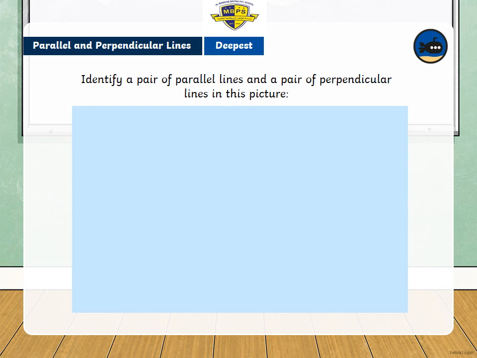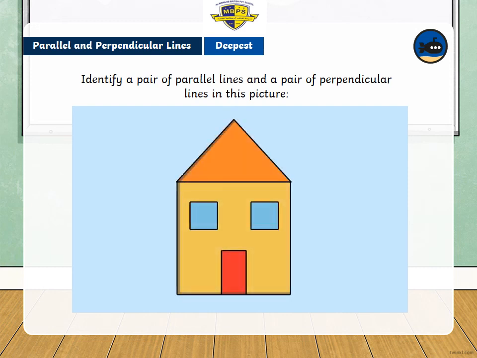Now, I want you to identify a pair of parallel lines and a pair of perpendicular lines in this picture and send it to me by email.